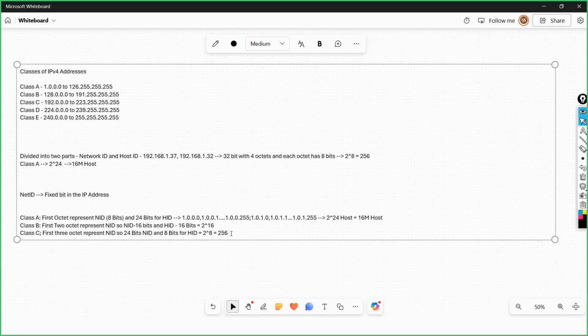Now we have discussed the network ID and the host ID. The network ID remains fixed. In class A, the first octet represents the network ID, so we have 8 bits of network and 24 bits of host ID, which is 2 raised to 24, equal to 16 million hosts. In class B, the first two octets represent the network ID, so we have 16 bits of network ID and 16 bits of host ID. In class C, the first three octets represent the network ID, so 24 bits for network ID and 8 bits for host ID.